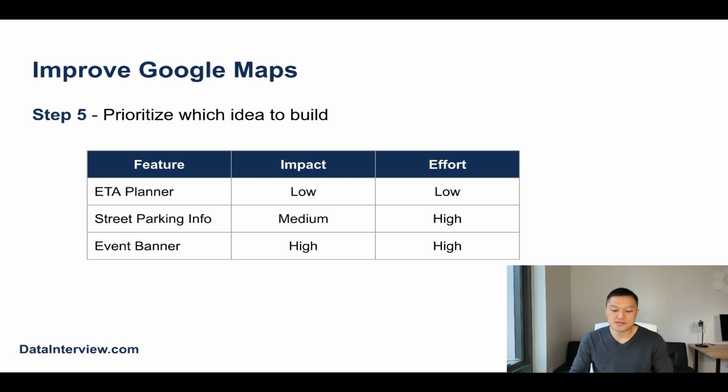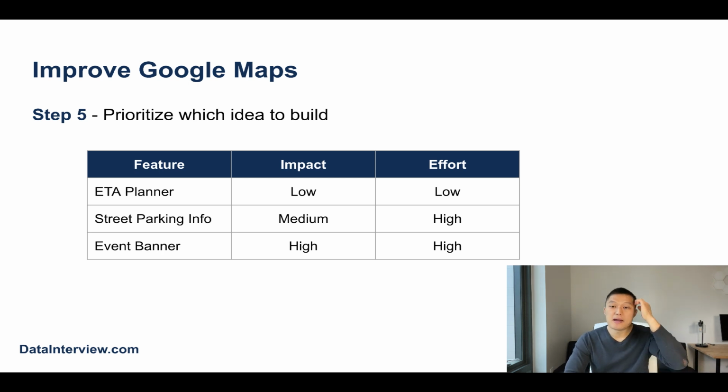So the last thing is to prioritize which idea to build. And one way to approach this is using a prioritization framework called impact versus effort analysis. And this is often used by product managers and consultants as well. You can bring this out as a way to think about how you would actually evaluate which idea to focus on. And that's a really powerful way to show the interviewer how to define the scope of the problem and then figure out what to focus on, right?